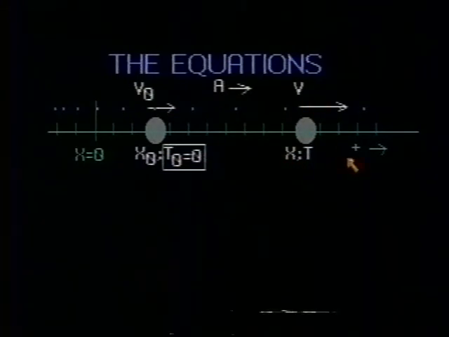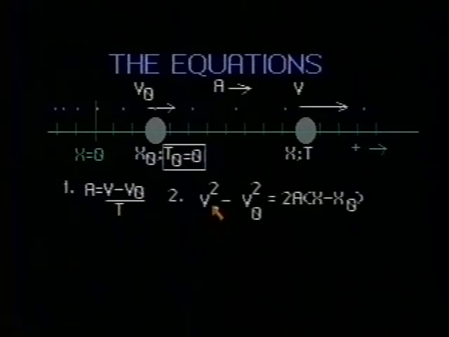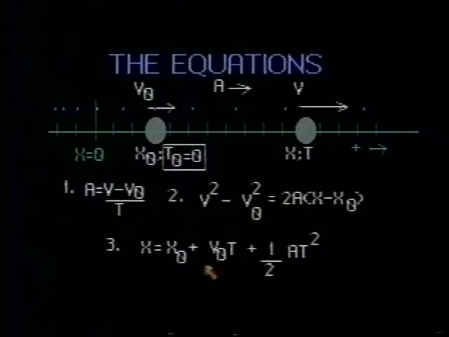The relationships that we are interested in are, first of all, the definition of acceleration, that acceleration is equal to the final velocity minus the initial velocity over the elapsed time. Secondly, that the final velocity squared minus the initial velocity squared is equal to 2 times the acceleration multiplied by the final displacement minus the initial displacement. The third equation, that the final displacement is equal to the initial displacement plus the initial velocity times the time plus 1/2 the acceleration multiplied by the time squared.